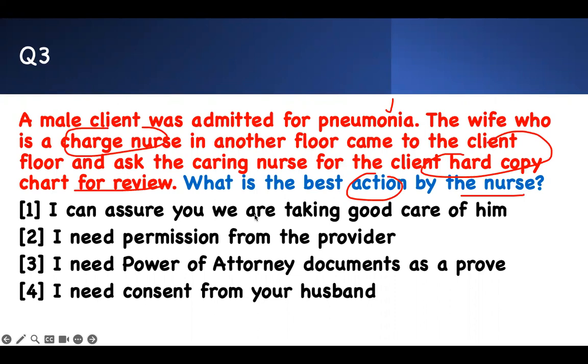I can assure you we are taking good care of it. Negative. I need permission from the provider. You don't need permission from the provider. There's somebody there you should go get permission from, HIPAA, right? I need power of attorney document as proof. You don't need power of attorney as proof. The guy is in the room. Go ask him. I need consent from your husband. Yes. So that's what we need.